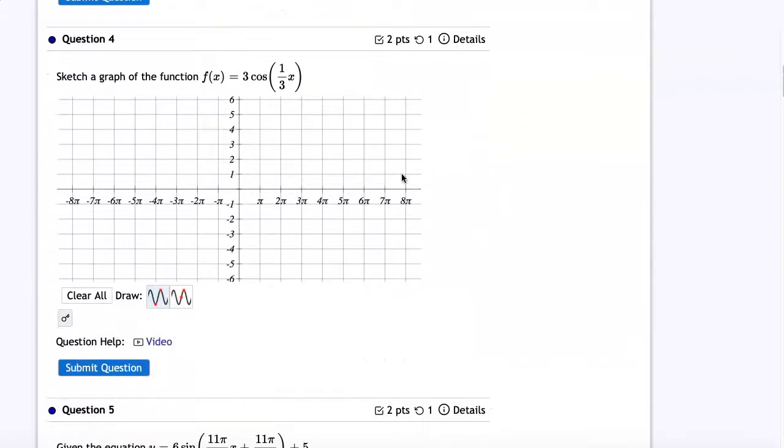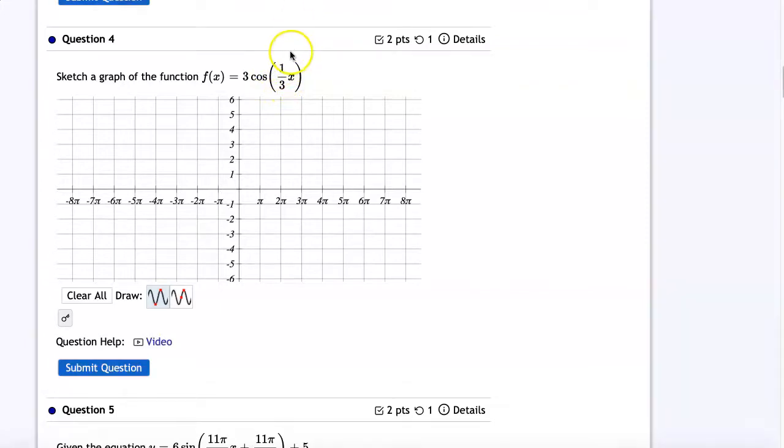So now moving on to question number 4, we're going to be sketching a graph. So we want to make some observations first. Here we have the amplitude. The number out in front is 3. So that means as we oscillate, we're going to be going as high as positive 3 and as low as negative 3. And then we want to note that we have this 1/3 value right here.